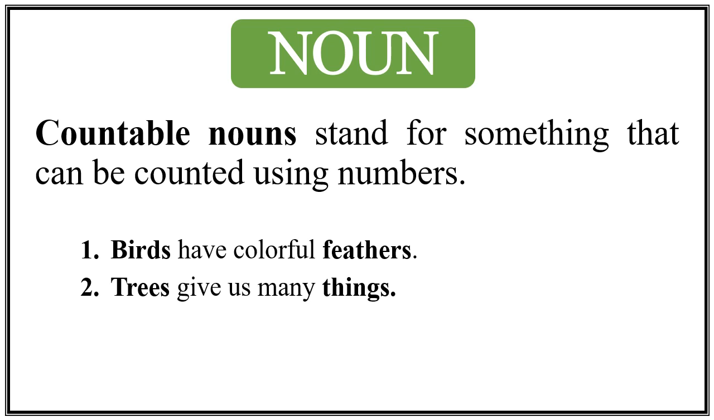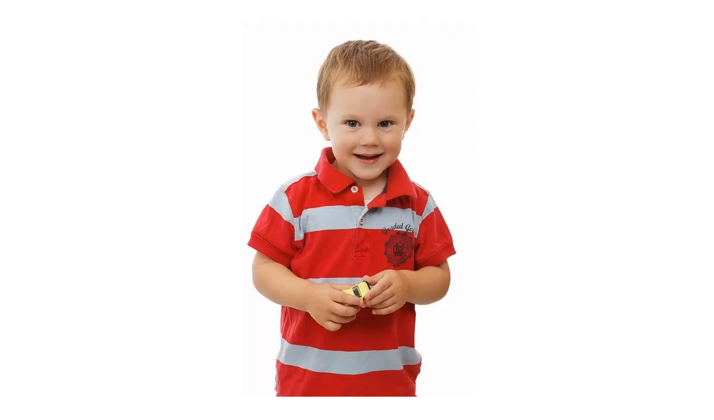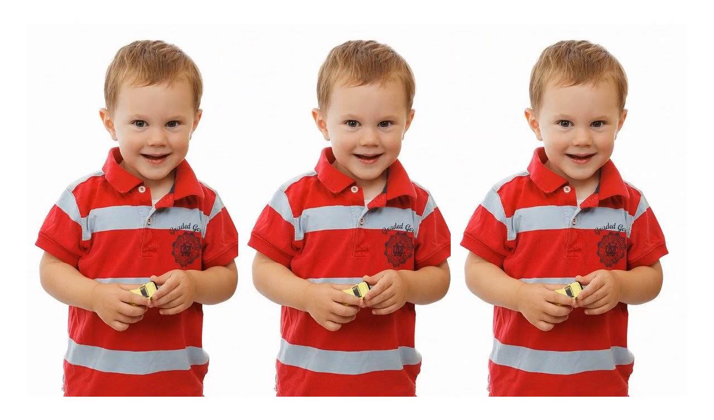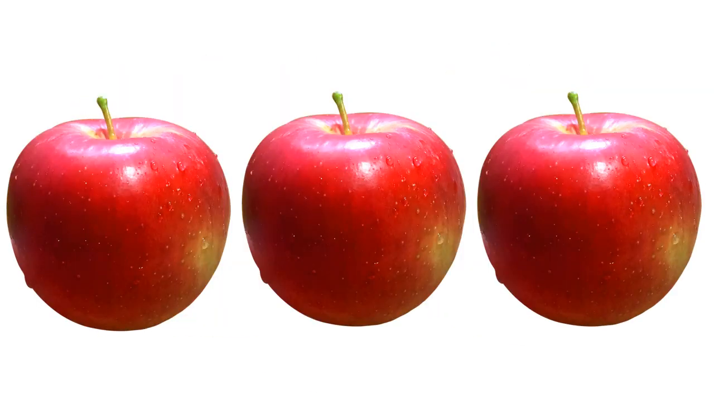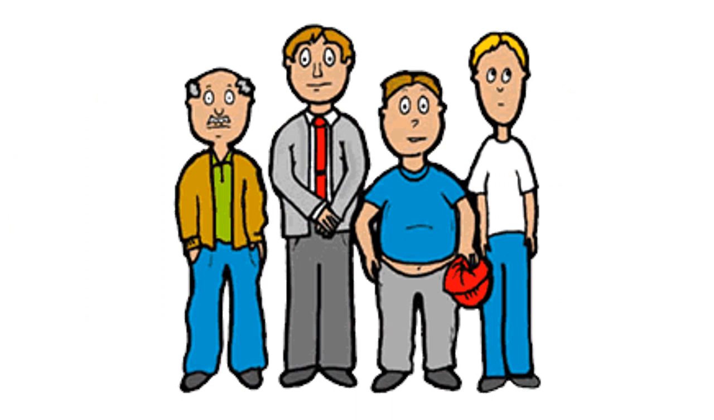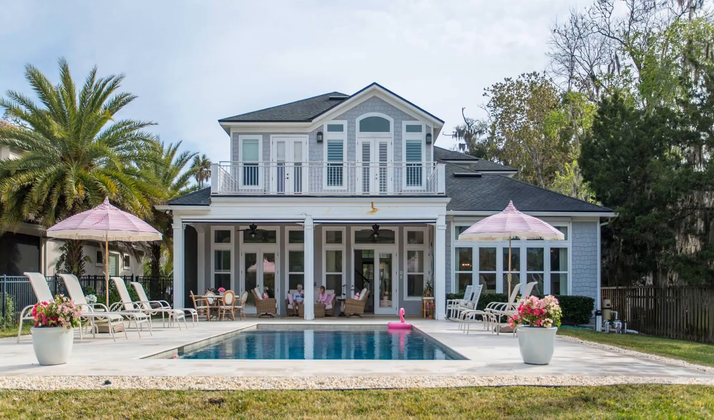I can say 1 boy, 2 boys, 3 boys, etc. In the same way I can say an apple, which means 1 apple, or 2 apples, 3 apples. Similarly, we can say men, which is the plural form of man. In the same way trees, house, etc.